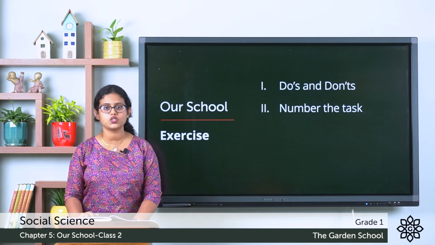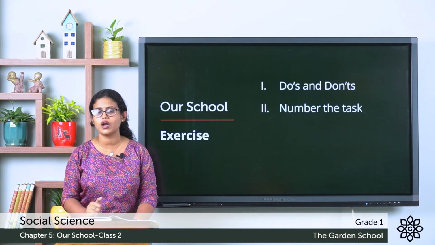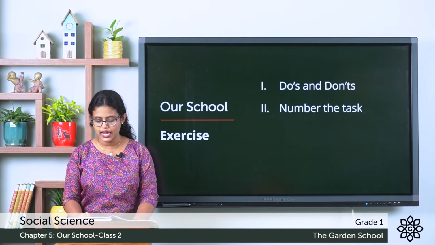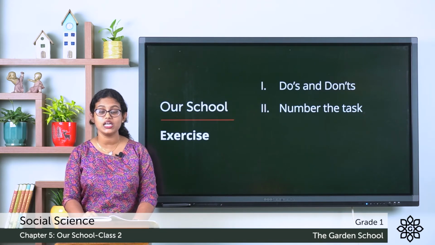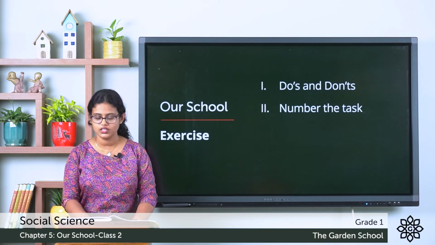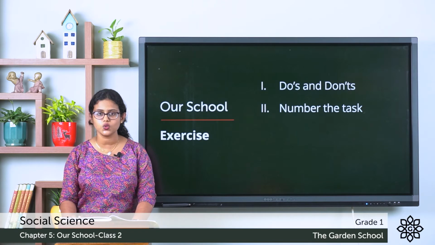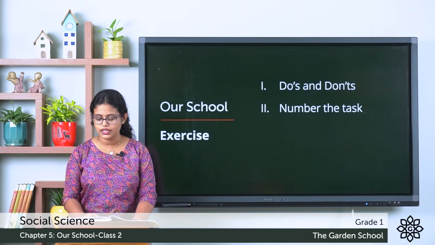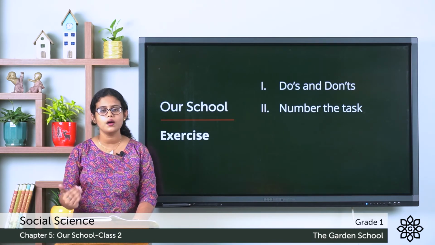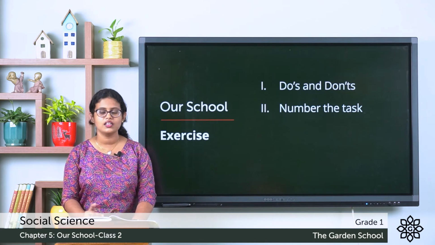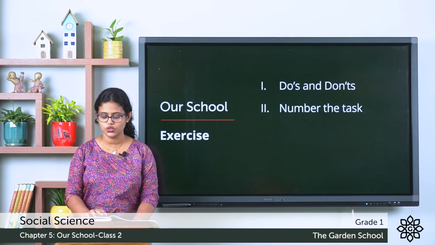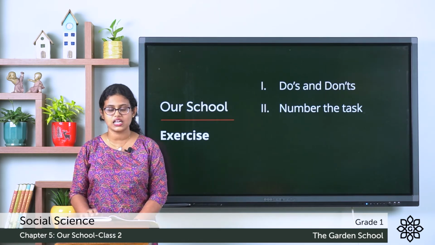The second thing that you do after waking up is brush your teeth. Then the third task is you take a bath. Then you get ready for school. That is the fourth one. And the fifth one is you have your breakfast. Then you go to school. So these are the different tasks. You have to number them correctly.